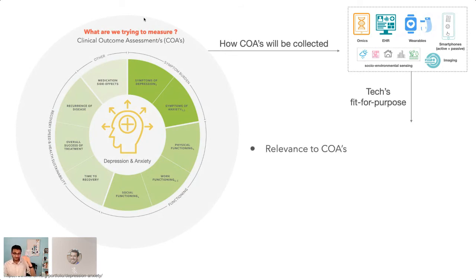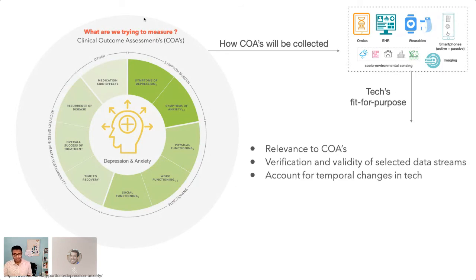So here are some bullet lists. What's the relevance to clinical outcome assessment? What's the verification and validity of the selected data streams that you are selecting? How will you account for temporal changes in technology? So the iPhone version changes, the Fitbit changes over time, hardware-wise, software-wise. How do you account for all of that?